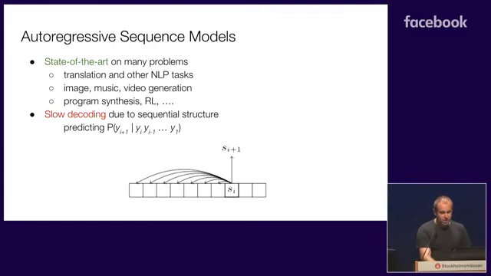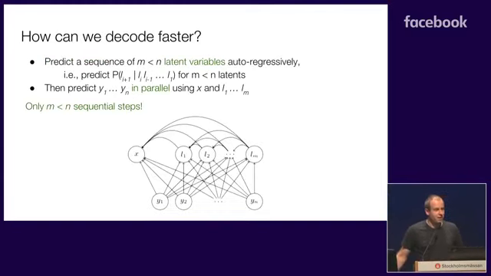So how can we solve this problem? How can we decode faster? Well, we need to not depend on everything that was generated previously, but the problem is if you make a model non-autoregressive, it has no point, no place to make decisions.